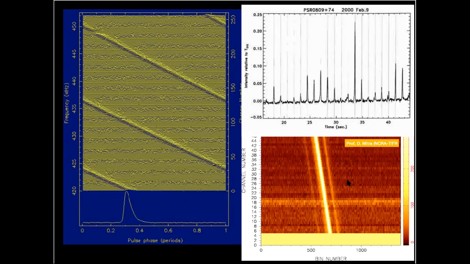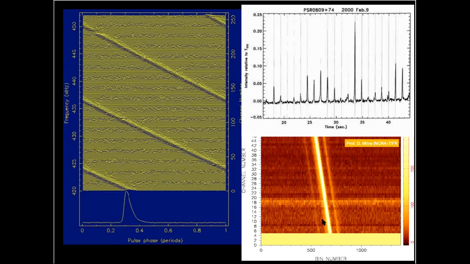I have got it from Professor Dipanjan Mitra from NCRA TIFR. Again, what you see on the x-axis is the pulse arrival time. In this case, he has written bin number, which essentially is related to the pulse arrival time. And this is the position of the brightest part, which is the brightest of the intensities. As you see, this axis is the frequency, and as you go up in frequency, the pulse arrives earlier.